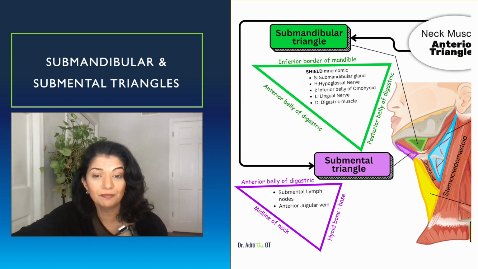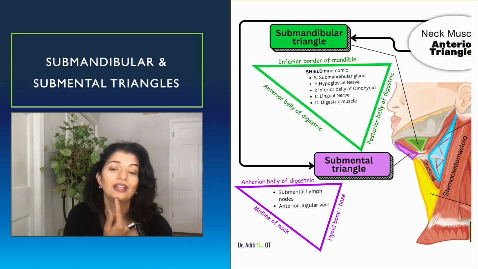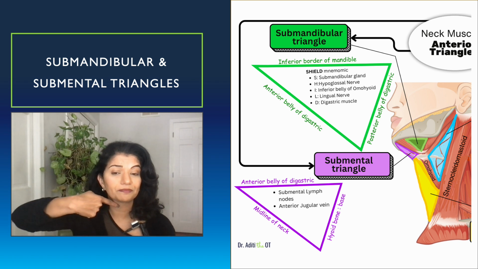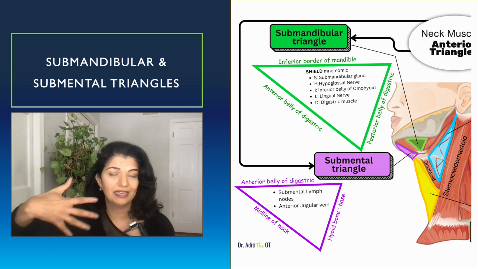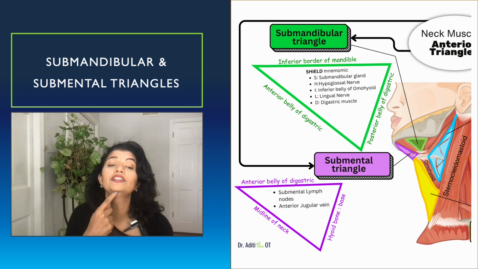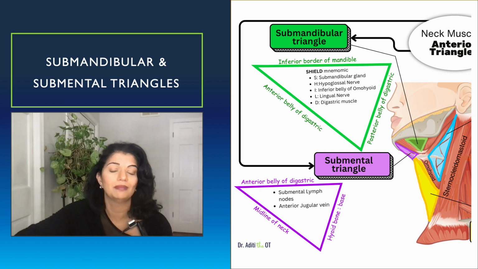And then you can see the borders of the triangle. The superior border goes along the mandible, and then we've got the anterior belly of the digastric as the other border, and then the posterior belly of the digastric is going to be the bottom border or the base of the triangle. So when you're learning this, I would just use your finger and get some tactile prompts there, because that will help you remember.